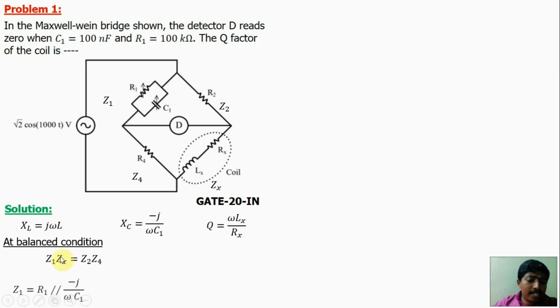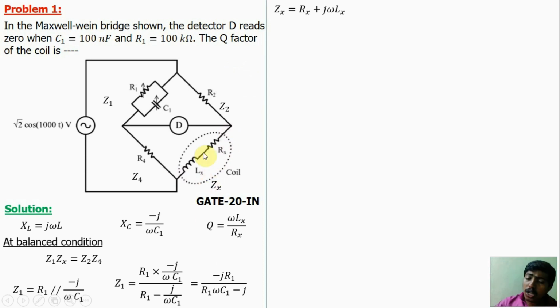Z1 is the parallel combination of R1 and XC, where XC means minus j by omega C1. We know that if two resistances are in parallel, the equivalent is R1 into R2 by R1 plus R2. So we will get R1 and X1 divided by R1 plus X1, the resultant of the parallel combination. Now simplify this equation, and we will get the Z1 value. Now find Zx.